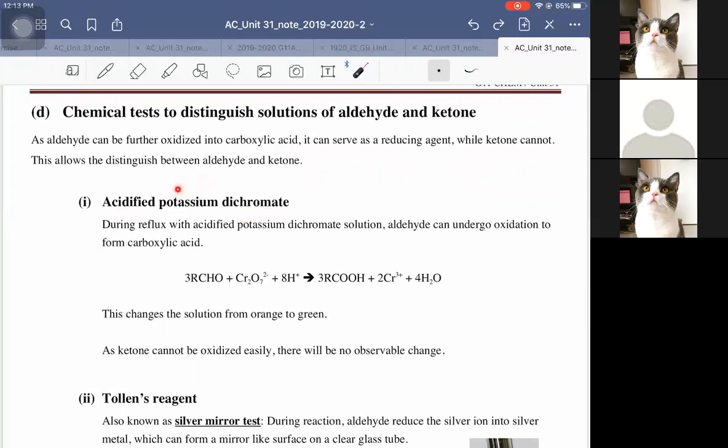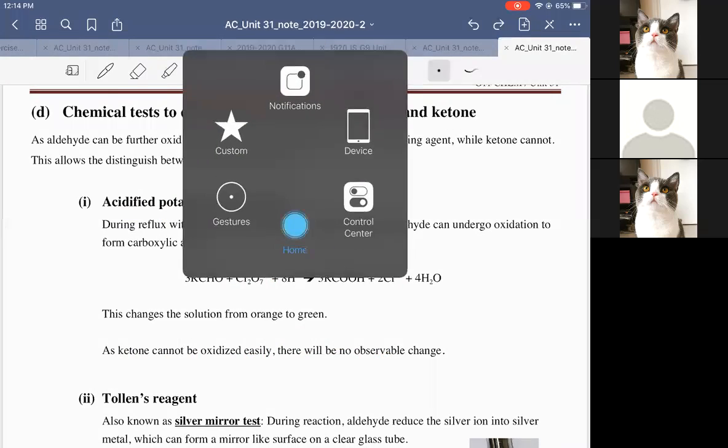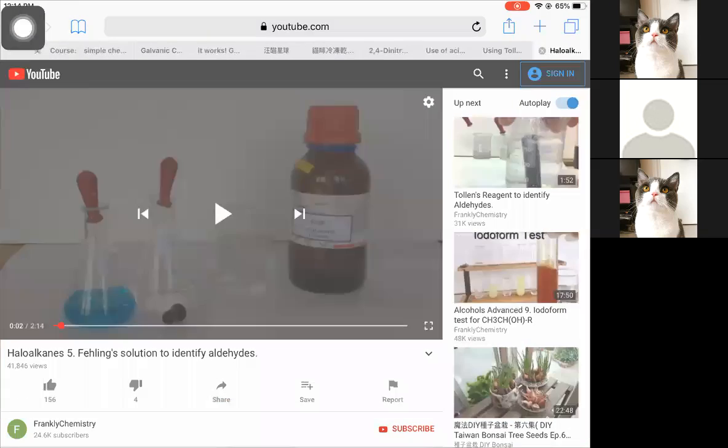Right, so the first oxidizing agent we can use is what we have learned before, acidified potassium dichromate. Right? So for this one, we are changing dichromate to chromium 3 ion. Okay, so the expected observation would be from orange to green for aldehyde, but ketone would have no reaction, so it should remain orange. The solution should remain orange. Okay, so I have found the video, so we quickly check the videos together.